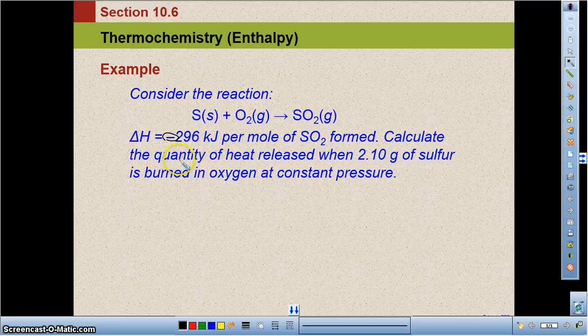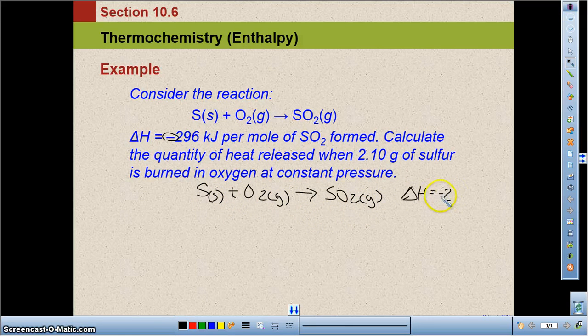So it wants us to calculate the quantity of heat released when we have 2.10 grams of sulfur burned in oxygen at a constant pressure. And oxygen in this case will be in excess. So let's take a look at what we have. Let's rewrite this so I can put the information that I want to put below it. Makes it a little clearer for me to look at. And it's important to put the states because that's going to come into play when we cover Hess's law. So this reaction is going to give off 296 kilojoules per mole of SO2.